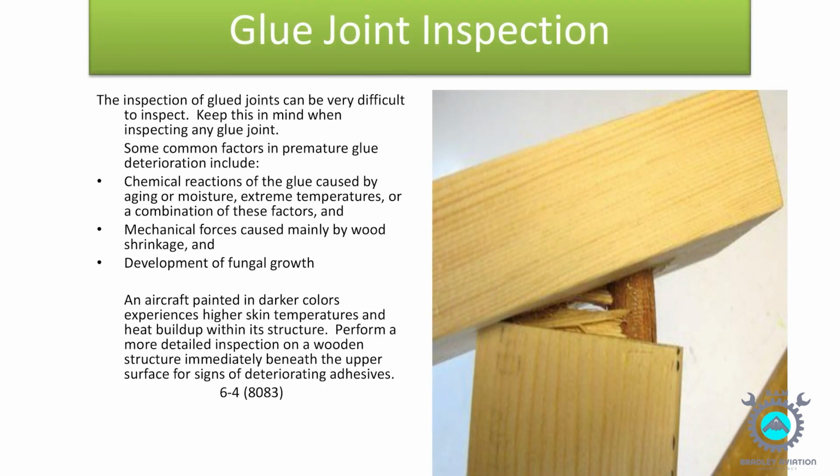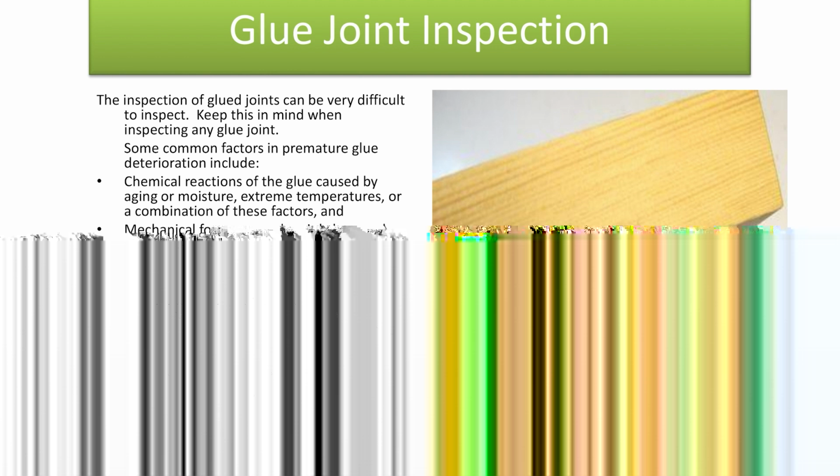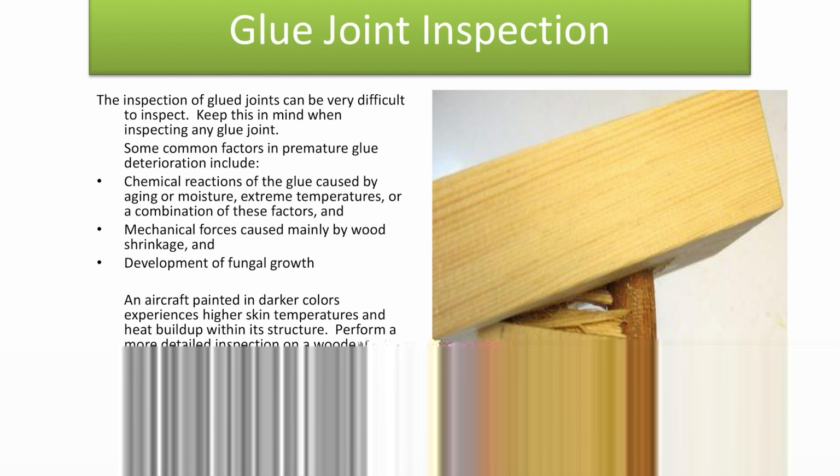Glue joint inspection. The inspection of glue joints can be very difficult. Keep this in mind when inspecting any glue joint. Some common factors in premature glue deterioration include chemical reactions of the glue caused by aging or moisture, extreme temperatures, or a combination of these factors, and mechanical forces caused mainly by wood shrinkage and development of fungal growth.